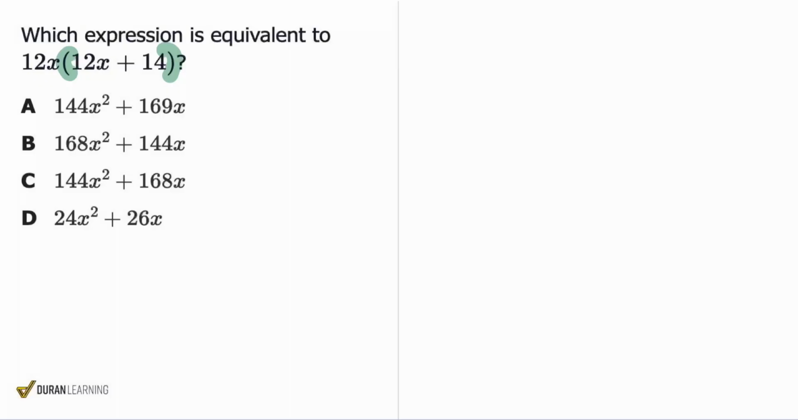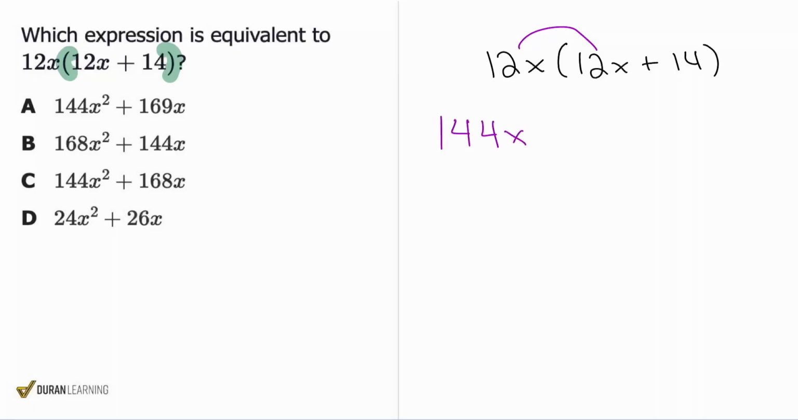So let's write this over here on the right side. We have 12x, and then 12x again, plus 14. So help me out, everybody. We're going to begin by distributing the 12x to 12x, which everyone, 12 times 12? Yeah, that's 144. We got to know that quickly. And then up next, we have x times x, which leaves us at x squared, exactly. So we're good in that first part.